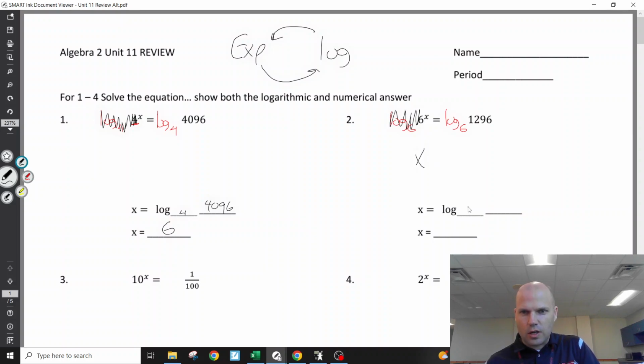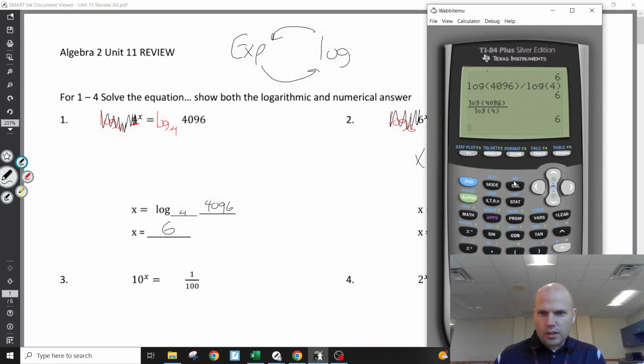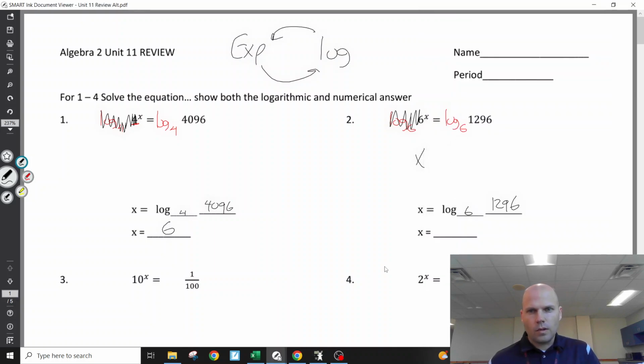X equals log base 6 of 1296. Let's use log 1296 divided by log 6. And that's 4.